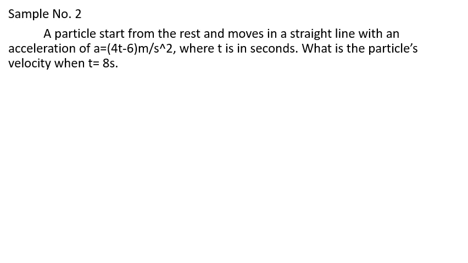So this is sample number 2 for rectilinear motion. A particle starts from rest and moves in a straight line with an acceleration of a equal to (4t minus 6) meters per second squared, where t is in seconds. What is the particle's velocity when time is equal to 8 seconds?